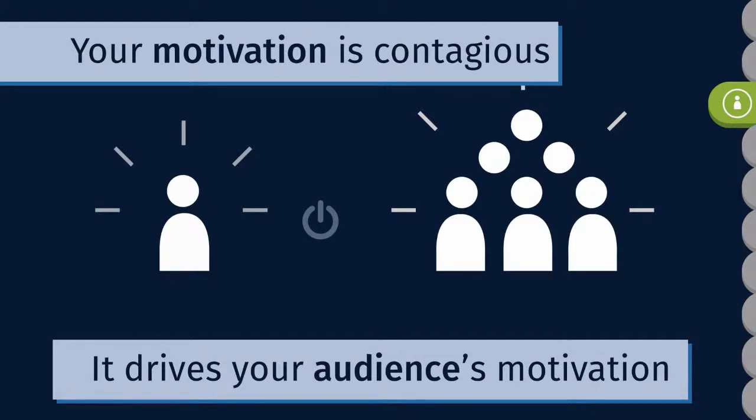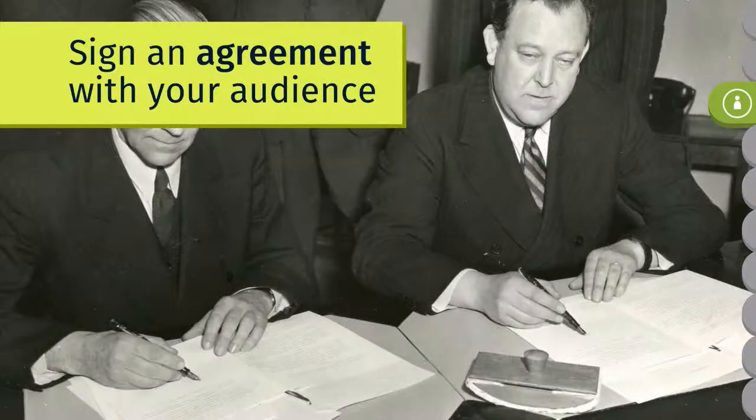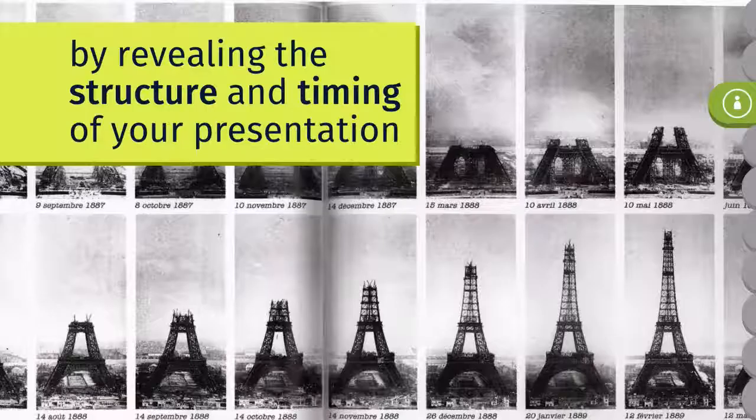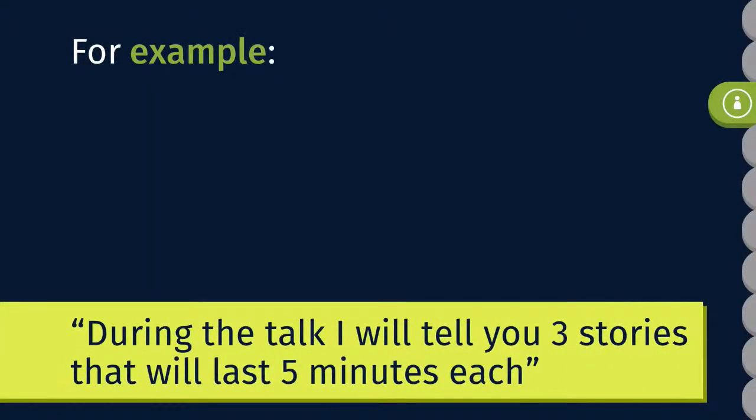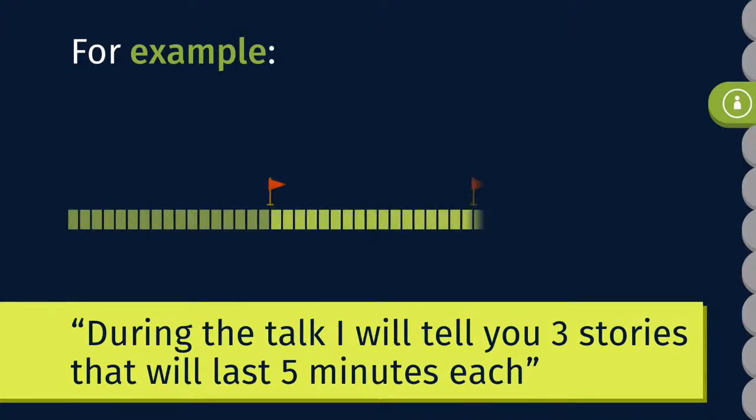Now, a different thing. At the beginning of your presentation, sign an ideal agreement with your audience. You will not need a fountain pen. You will not need a suit. But what you need to do is to reveal the structure and the timing of your presentation. So let me make an example. You could start off by saying, during this talk, I will tell you 3 stories that will last 5 minutes each. And by giving this mental map to your audience, they will know all the time exactly where you are in your presentation and when your presentation is going to end.